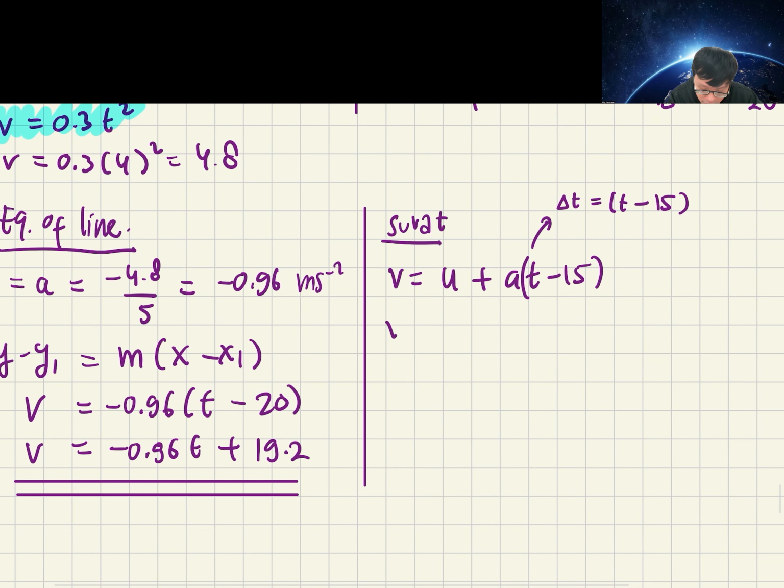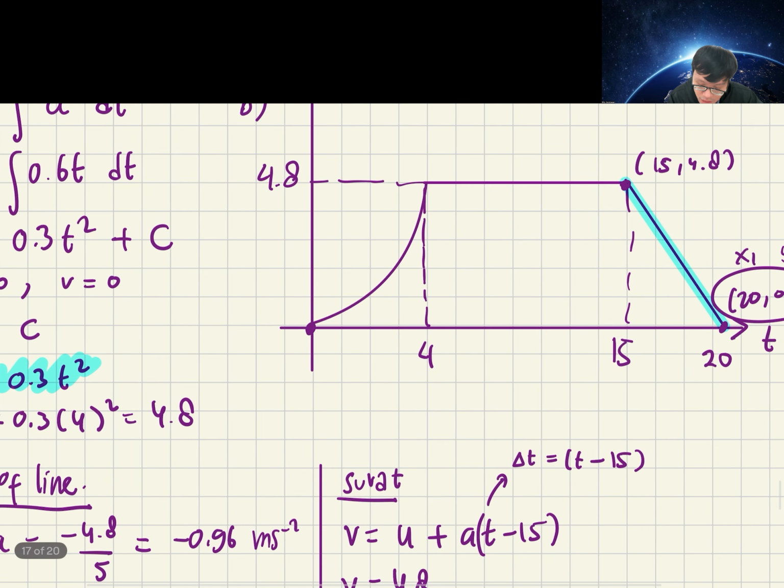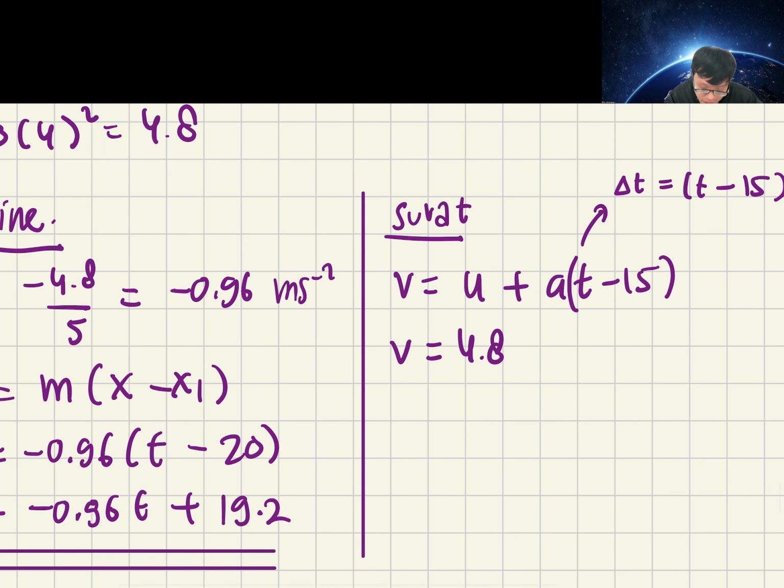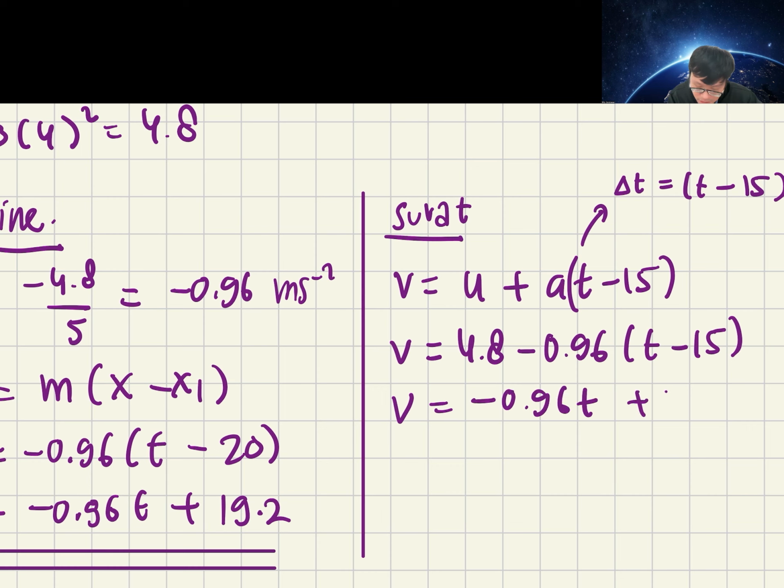So v equals u, which is 4.8, the initial velocity at this point, plus acceleration, which is minus 0.96, times t minus 15. So when you calculate, you will get the same result as before, which is plus 19.2. So that's how you use SUVAT to find the equation of velocity.